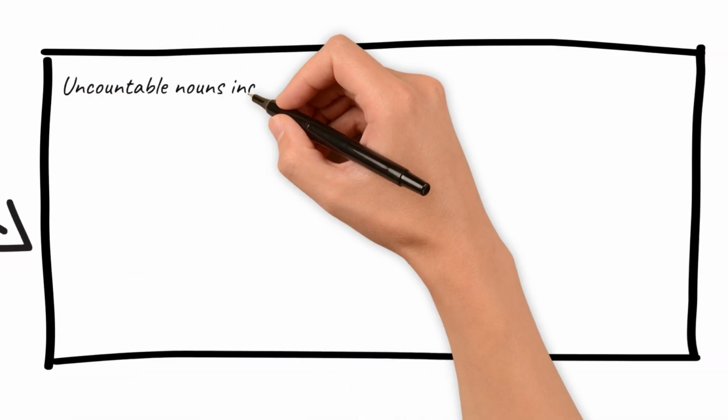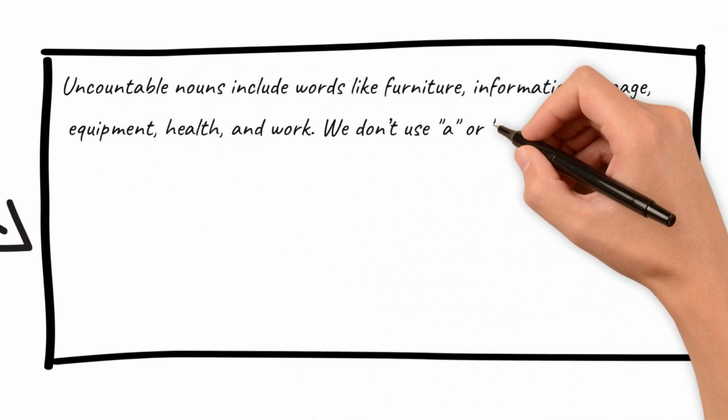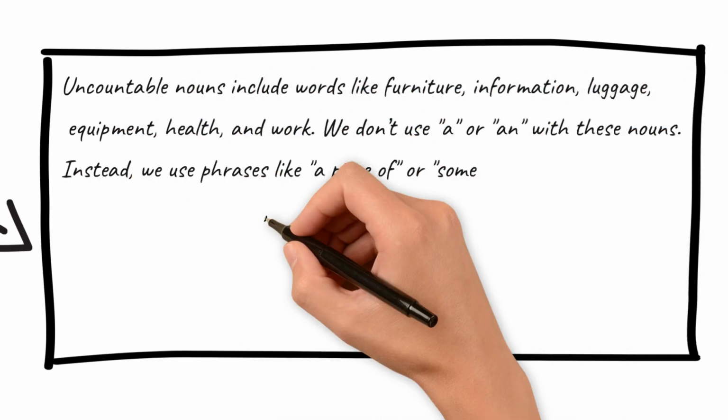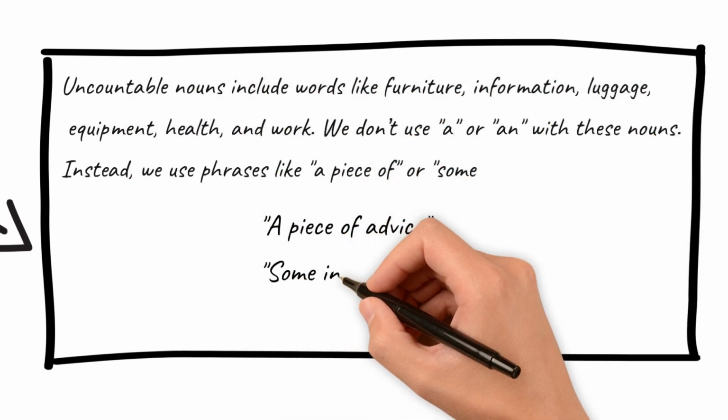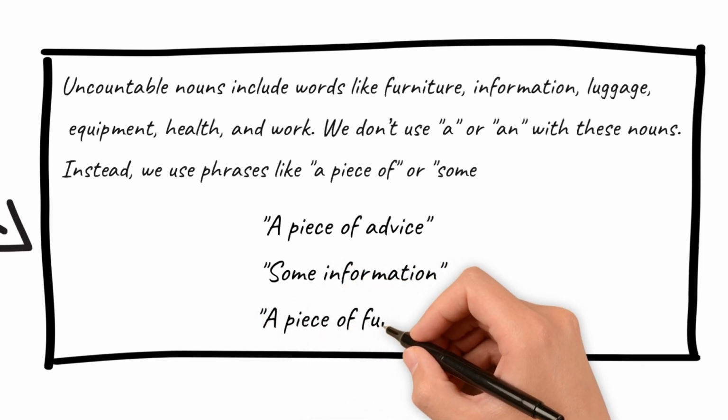We don't use a or an with these nouns. Instead, we use phrases like a piece of or some: a piece of advice, some information, a piece of furniture.